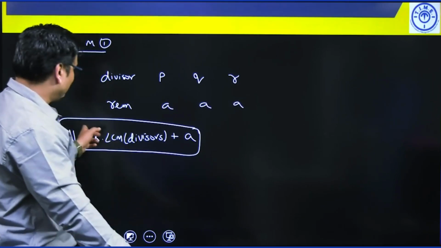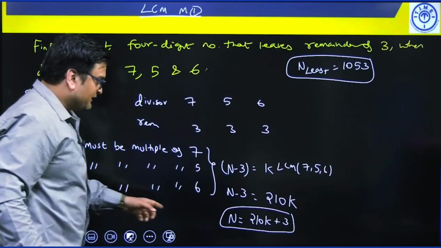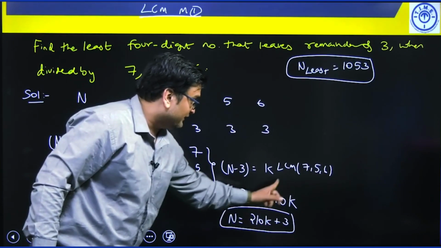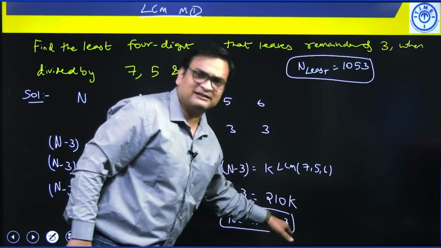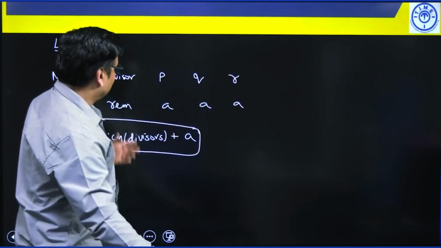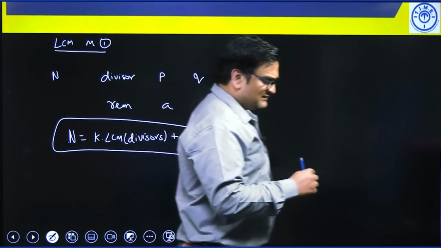So, this is the formula that we have for finding the number. If you look at the expression, is this not equal to this? Please note. What did we write here? k into 210. What was 210? LCM of the divisors plus the common remainder 3. So, this is the basic process and this is the direct formula. This is your LCM model 1.